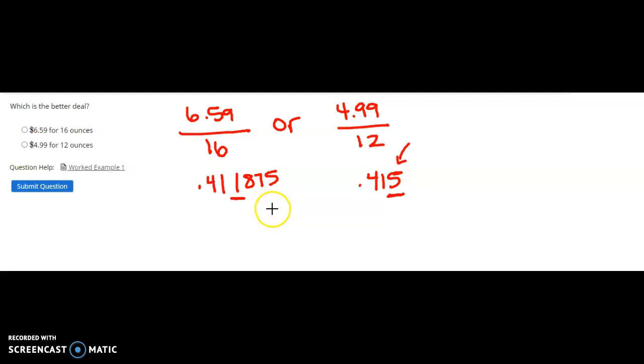So which one is the better buy? Is it this one that's 0.415? Or is it the one that's 0.411? Well, it's the cheaper one, right? We want that one that's a smaller number. So the 6.59 for 16 ounces would be the better buy. So whenever you're trying to figure out better buy, you want to figure out the unit price, make sure you take it out enough decimal places, and then you can compare.